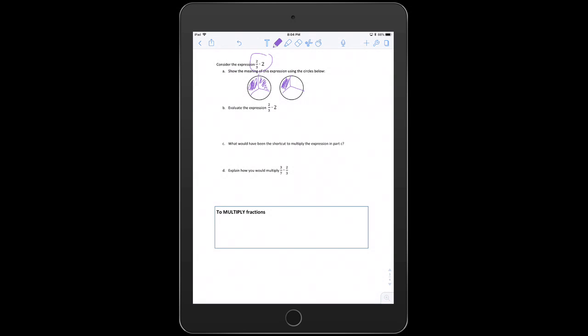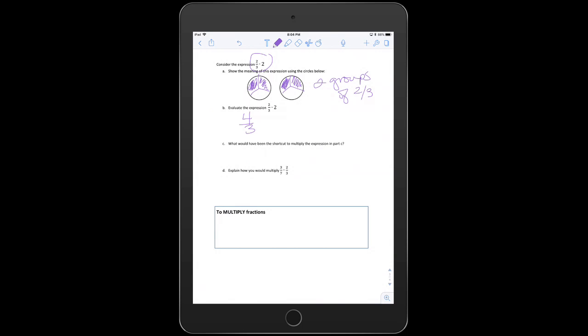I need another group. I need two of them. So two groups of 2/3. So what do we have here? When we're evaluating what that is, we've got 1, 2, 3, 4 groups of thirds. So I know the answer is going to be 4/3.